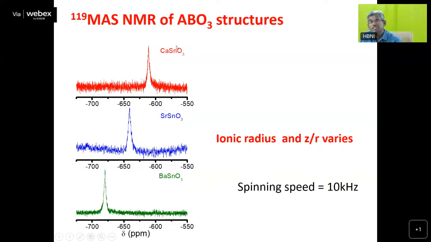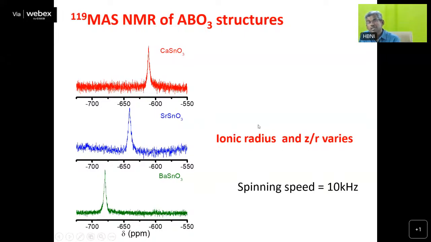And also if you go from calcium stannate, strontium stannate, barium stannate, you see how the NMR chemical shifts to higher and higher values. That you can always explain by a parameter called Z by R. What is Z by R? Z by R is nothing but the cationic field strength. So higher the cationic field strength, what happens? Polarizability will be better.